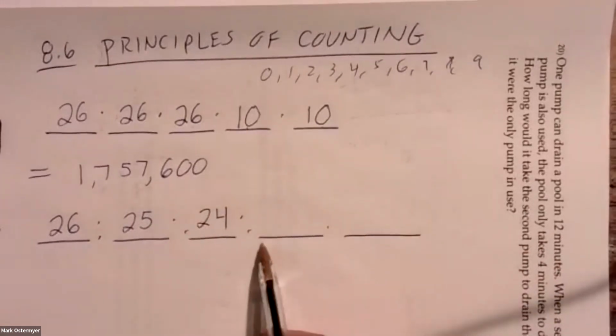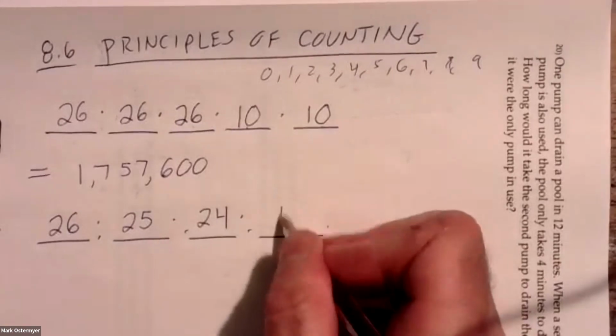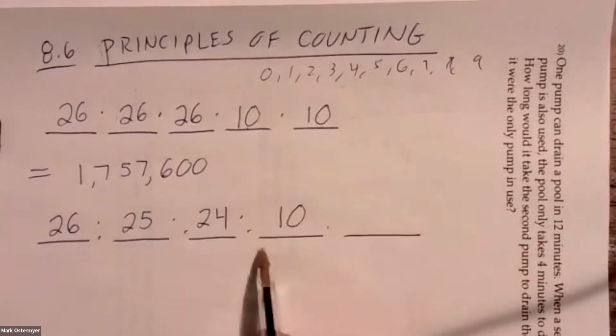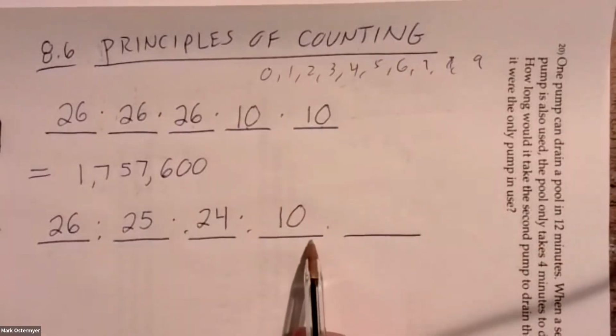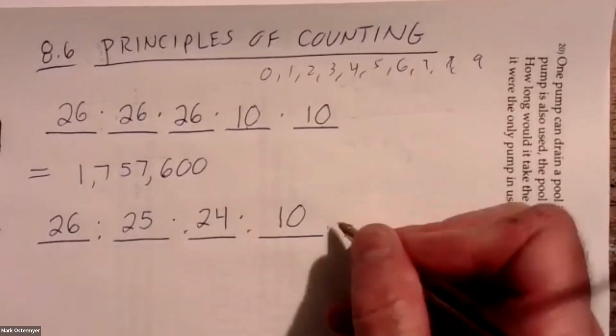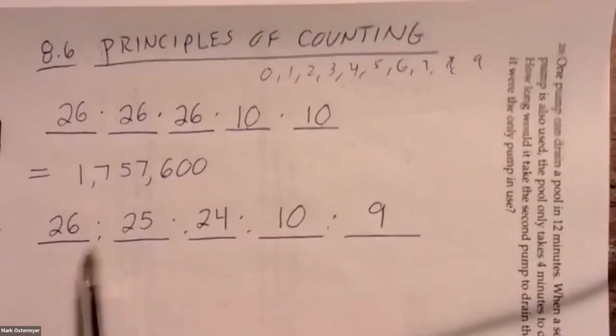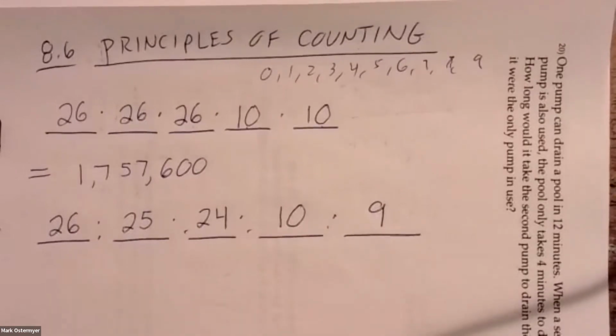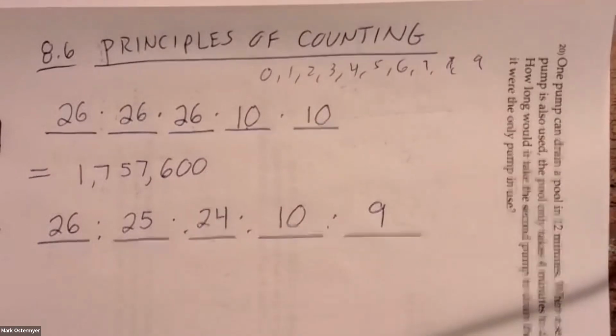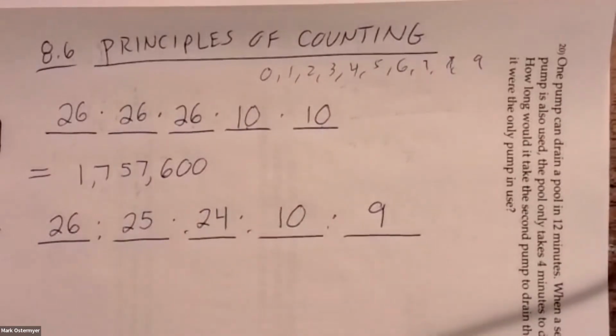Times how many digits can go into the first slot? There's 10 digits, but one of the digits we leave out into the slot. That means we only have 9 digits left to choose for the last slot, times 9. This is the number of passwords you can construct if you cannot have any repeated letters or digits in your password. So multiplying all that together, 26 times 25 times 24 times 10 times 9.